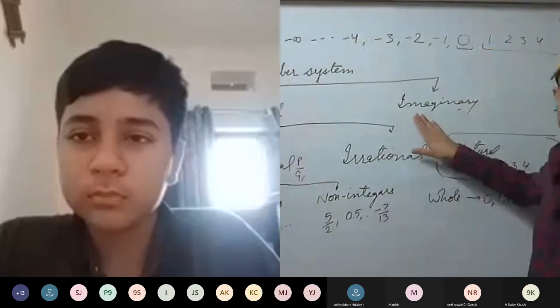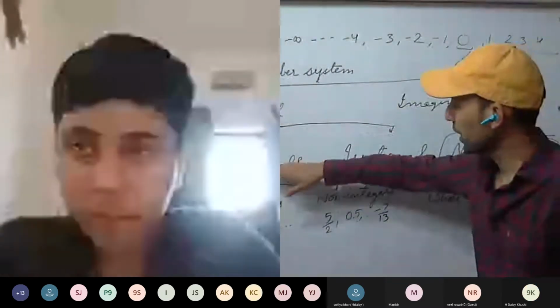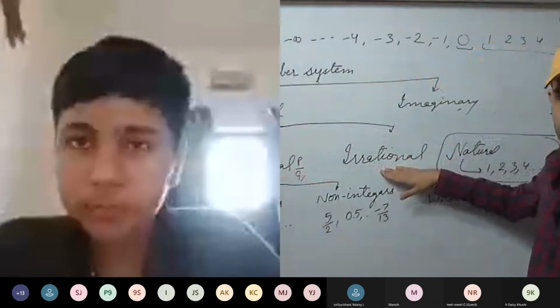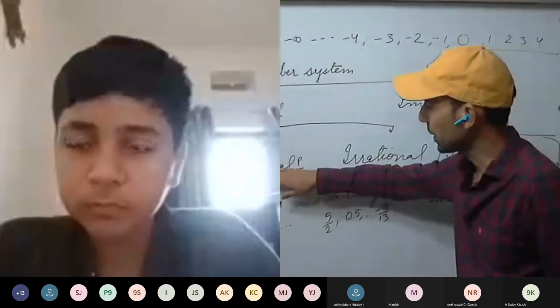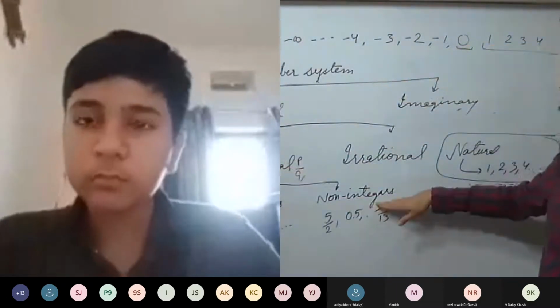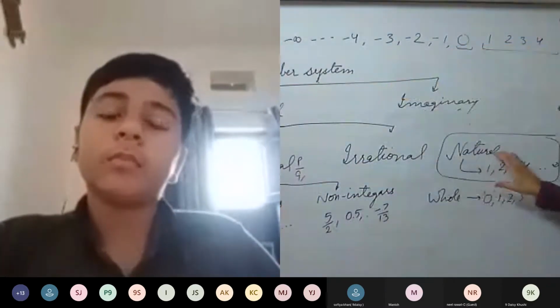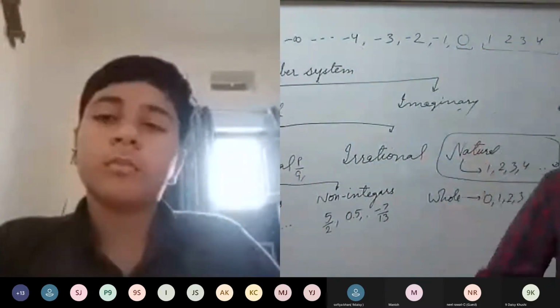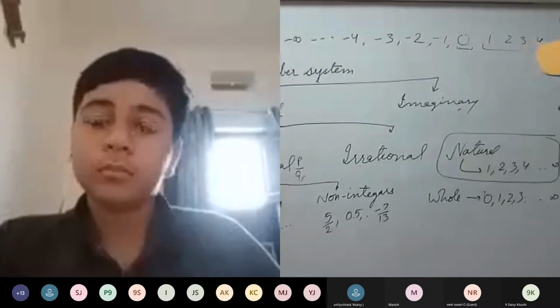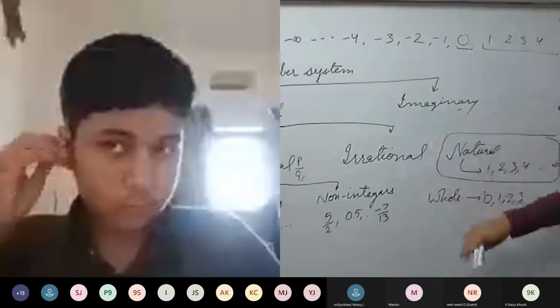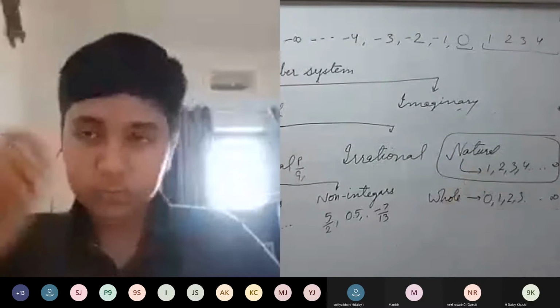So this is how we divided the numbers. Numbers into real and imaginary numbers, then real numbers into rational and irrational numbers. Now rational numbers again into integers and non-integers, and integers again into natural numbers and whole numbers. This is how we divide the numbers. We have grouped the numbers. This is clear? Anyone have doubt?